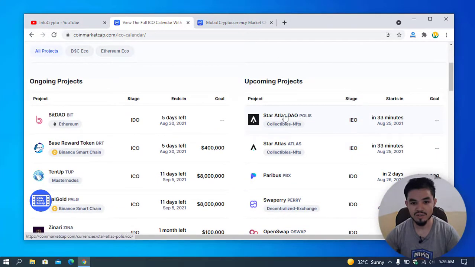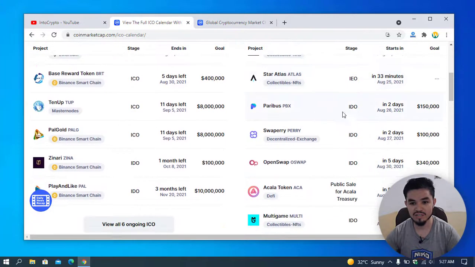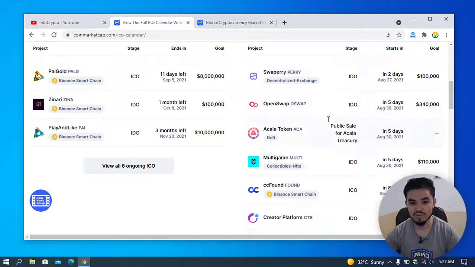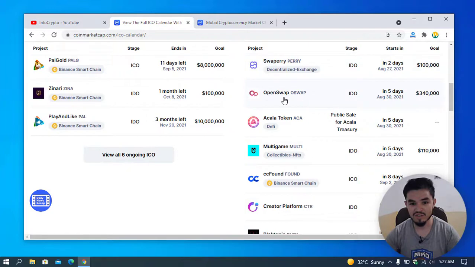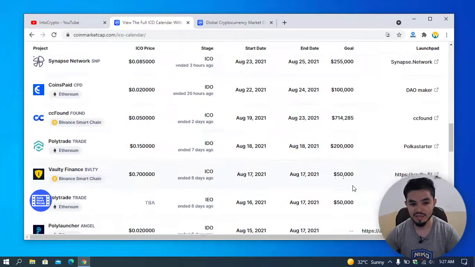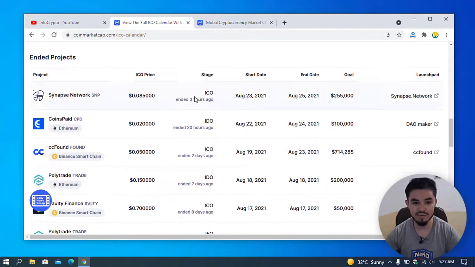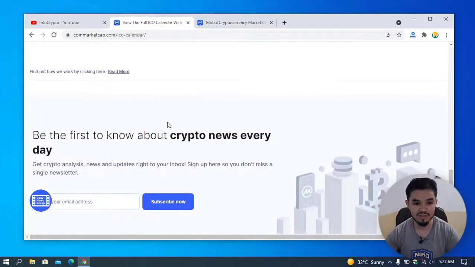Here is Star Atlas DAO, which will be released in Coinmarketcap in 33 minutes. Here is Star Atlas in 33 minutes, Paribus in 2 days, 5 days OpenSwap token, Multigame in 5 days, CC Found in 8 days, Creator Platform in 14 days, and many more. You can check out the ended projects, which have ended in the cryptocurrency market. You can check that in Coinmarketcap.